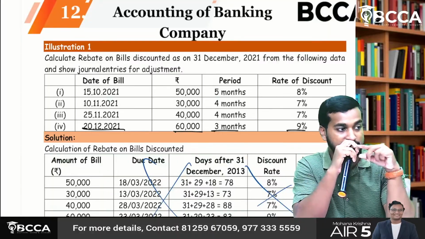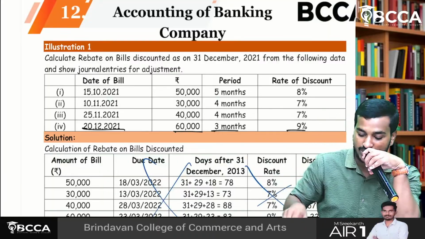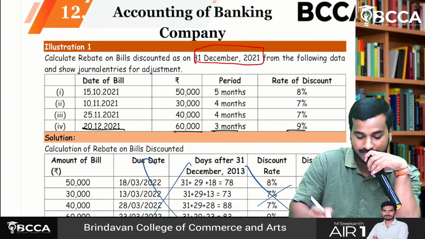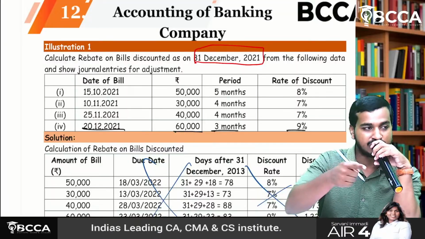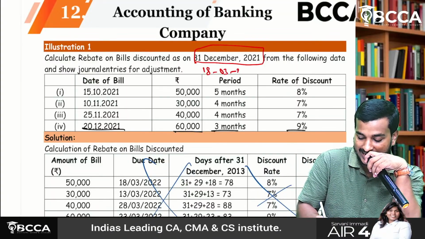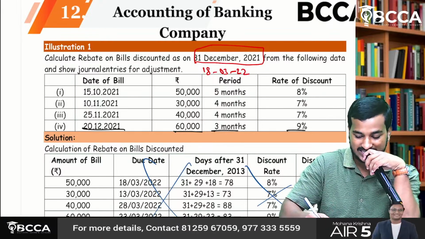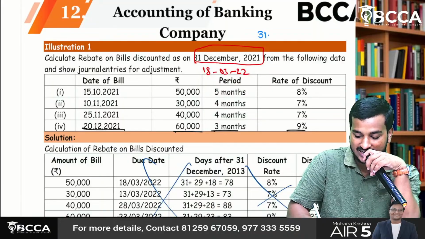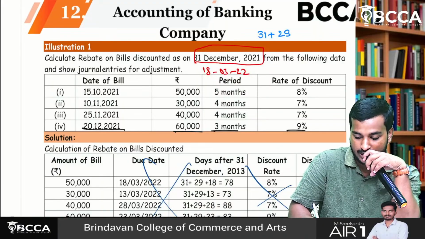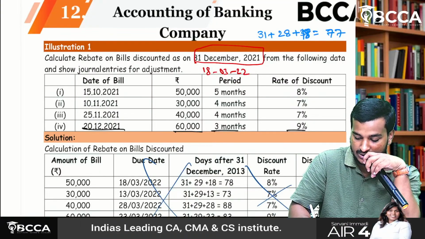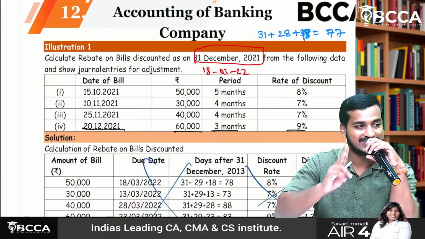That is the first step. Second step, we have to find out the gap between the balance sheet date and the due date, which is 18th March 22. Correct? Find out the gap. December is already completed. Next, January 31 days, Feb 28, March 18, total 70. That is step number 2.